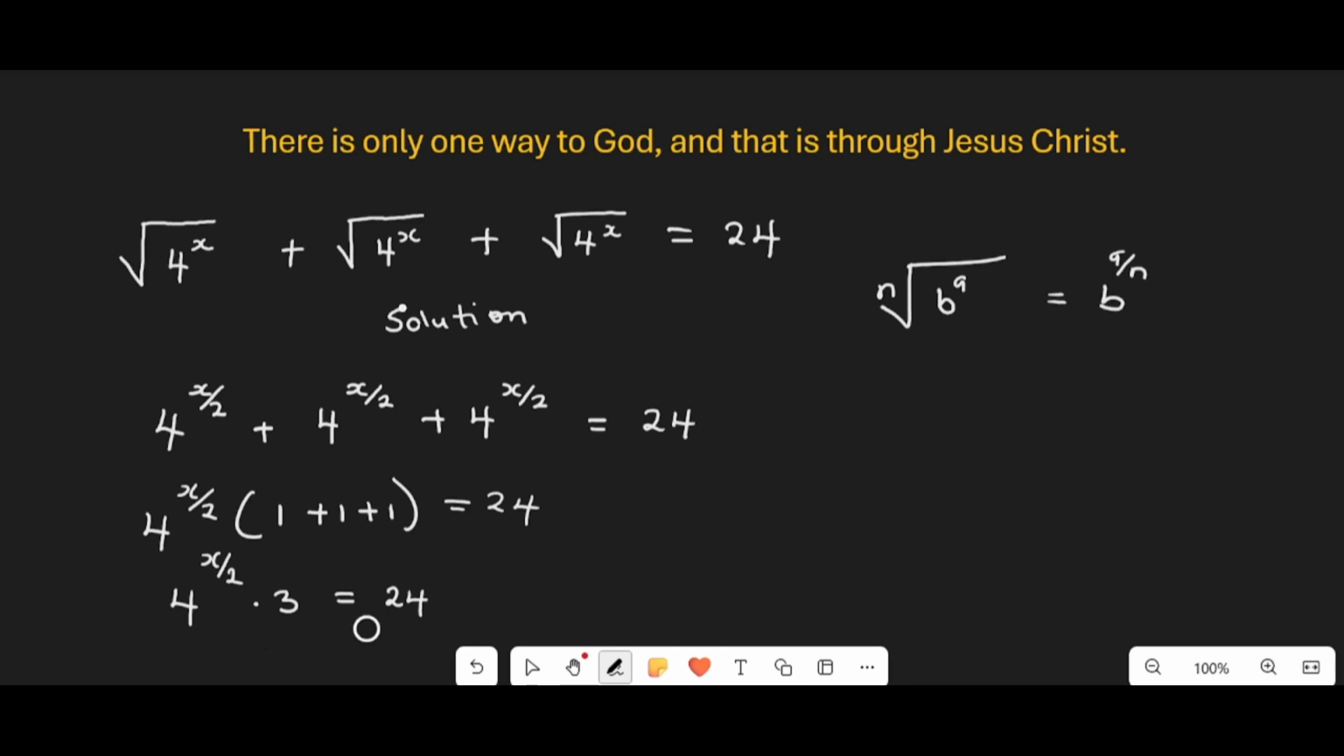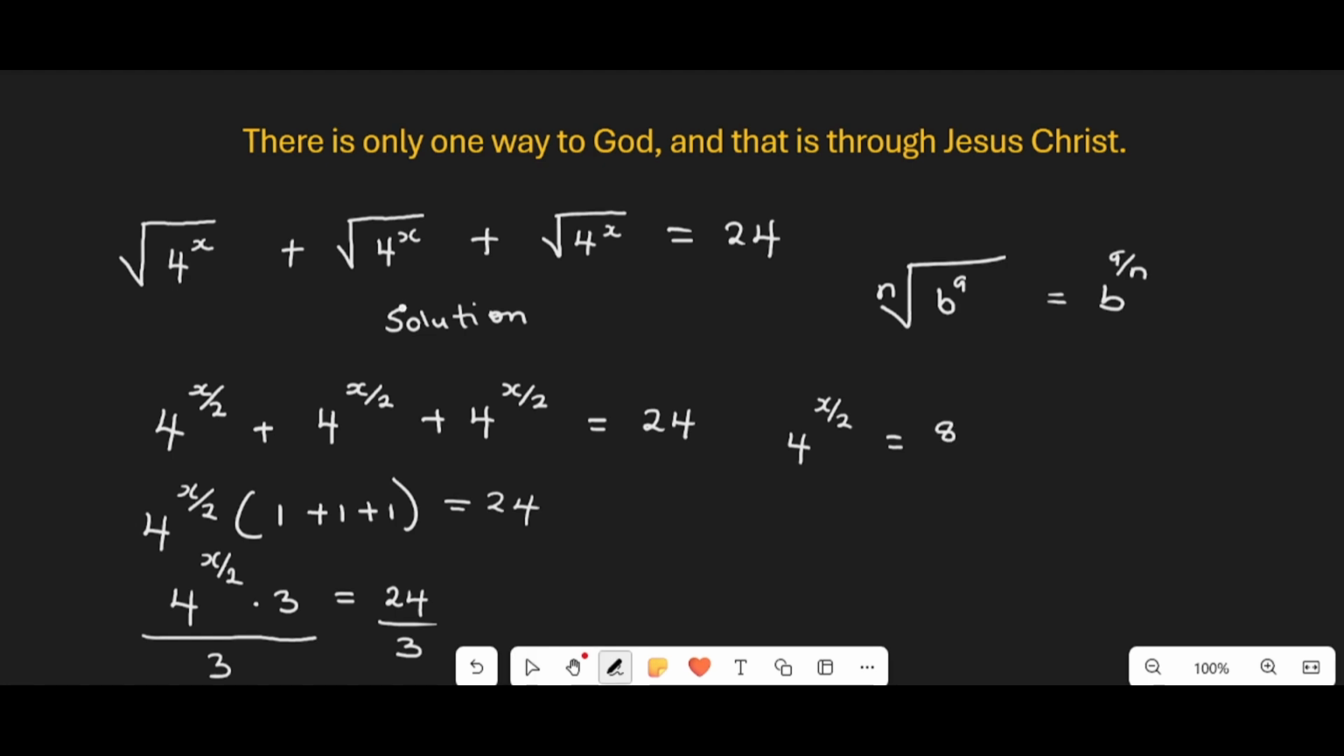Let us divide both sides by 3. So we are going to have 4 raised to power x over 2 equal to 24 divided by 3. We are going to have 8.